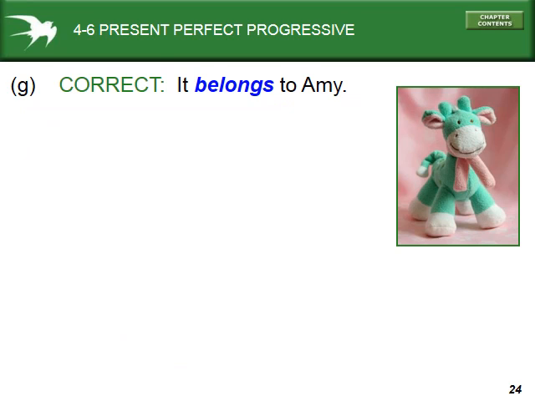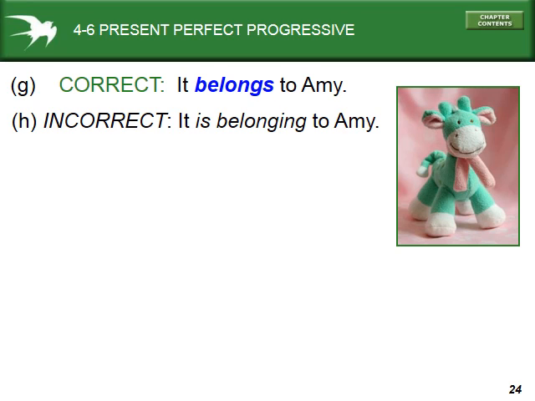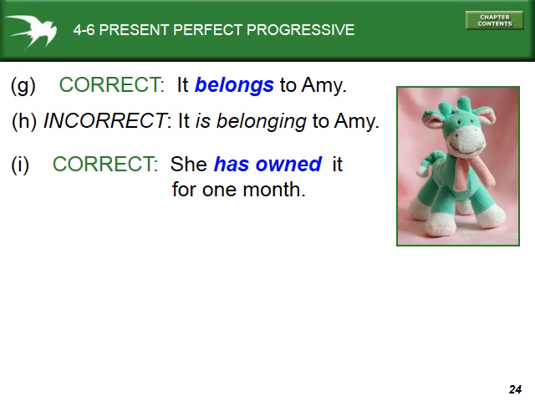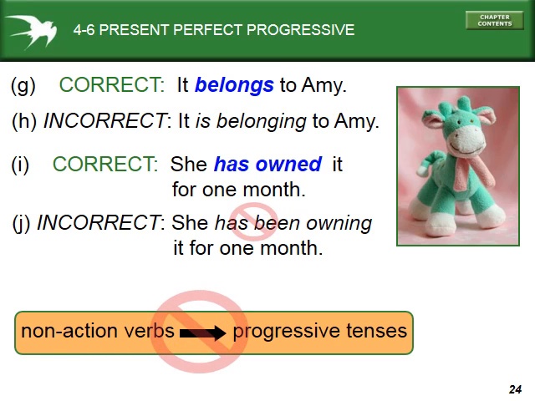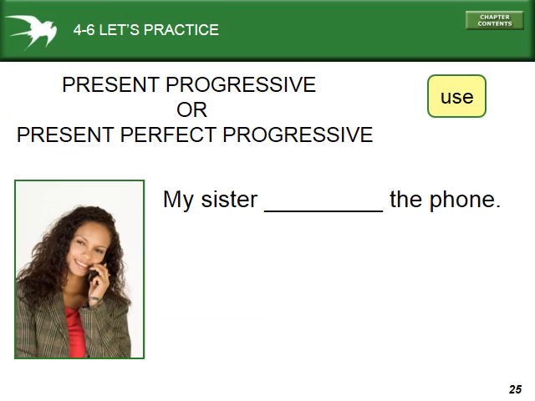All right, so here we can say it belongs to Amy, but it is belonging to Amy is not correct. If you remember, the reason for this is because belong is a non-action verb, and we can never use non-action verbs in the progressive tense, whether it be the present progressive, the past progressive, or now the present perfect progressive. So we can say she has owned it for a month, but we can't say she has been owning it for a month. Again, own in this case is a non-action verb, and we can never use non-action verbs in the progressive tense. Okay, so that's something that is always going to be true.